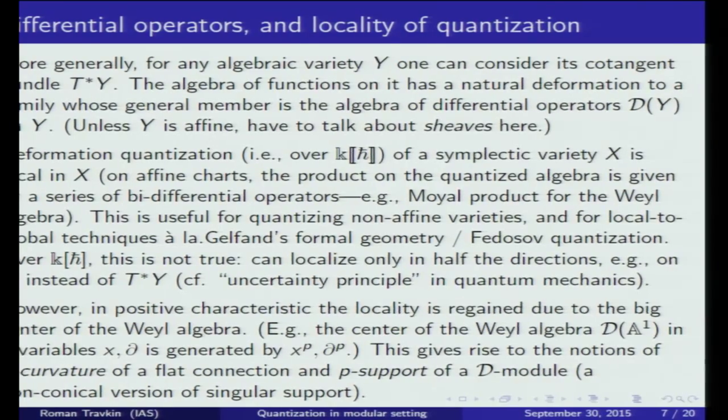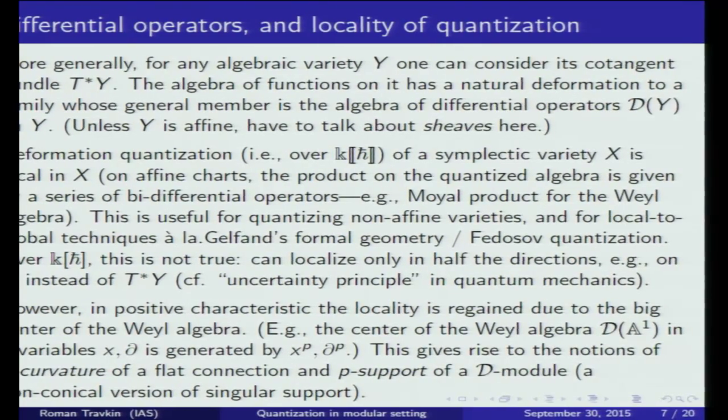One can localize only in half the directions, for example, on Y instead of on T star Y. This corresponds to the uncertainty principle in quantum mechanics. However, in positive characteristic, locality is again regained because of the big center of the Weyl algebra.